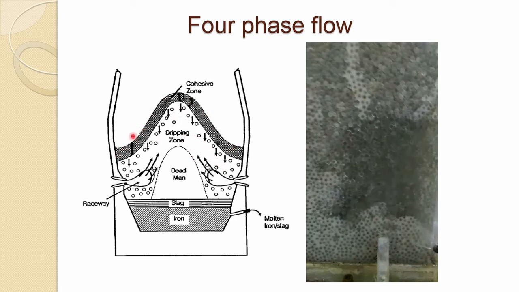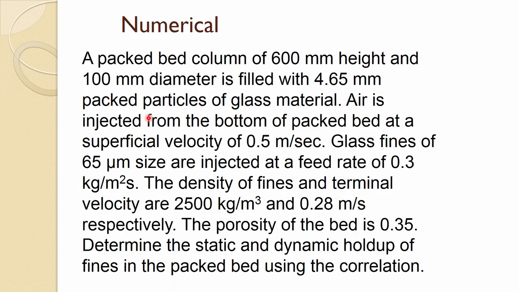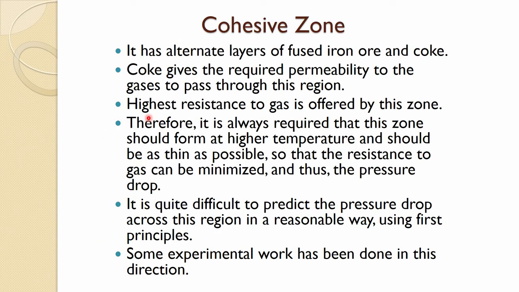So, it is sitting in between, and here the temperature is about 1100 or 1050, going to 1300 or 1250 or like that here. So, fusing or melting starts at the upper boundary of the cohesive zone, and at the lower boundary the melting is completed. So, all liquid is there. So, really this zone is like a fused zone. It has alternate layers of fused iron ore and coke because coke at that temperature is still solid. So, coke gives the required permeability for the gases to pass through this region.